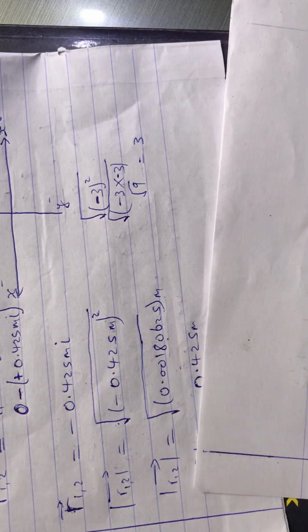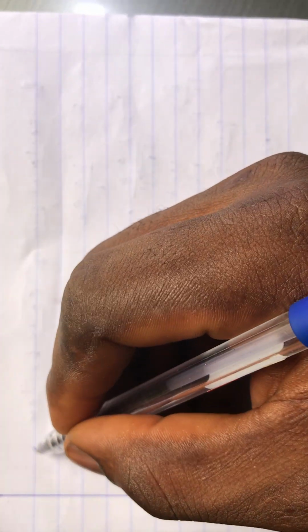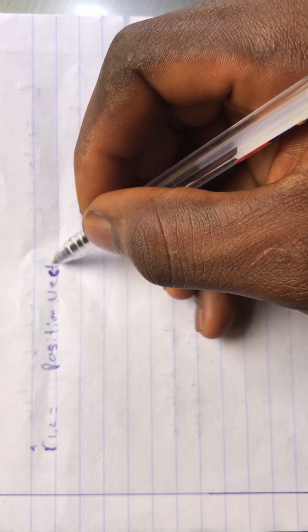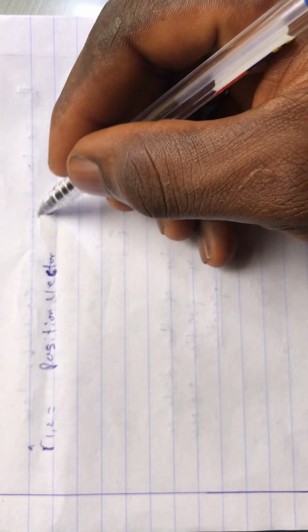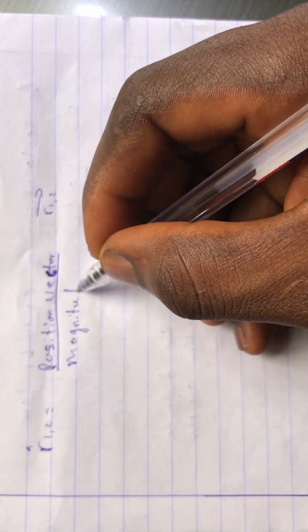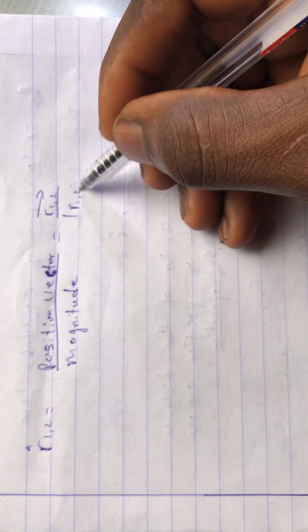So still on this page, now we have gotten our position vector and our magnitude. Now we are going to find our unit vector. I told you that our unit vector 1 and 2 is actually the position vector R1 and 2 divided by the magnitude of the position vector, which is actually R1 and 2. Now, in this here, this is what we got as our position vector.